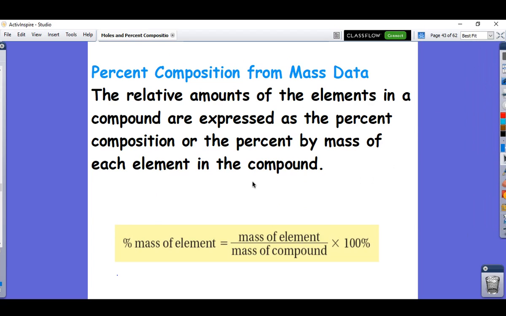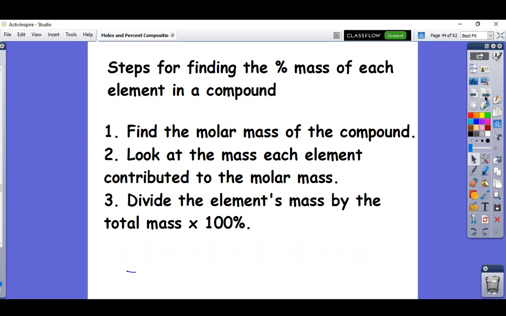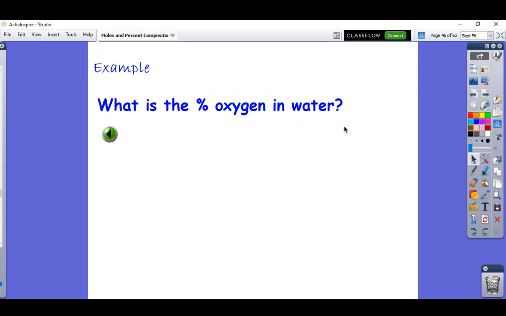So, stop the video and copy this equation down. It says the percent mass of the element is equal to the mass of the element over the mass of the compound. So we want to know what percent of the mass of this compound is made up by the element. It's your mass of your element over your mass of your compound, and then we multiply it by 100. Hopefully you have this copied, and we're going to go to our first example.